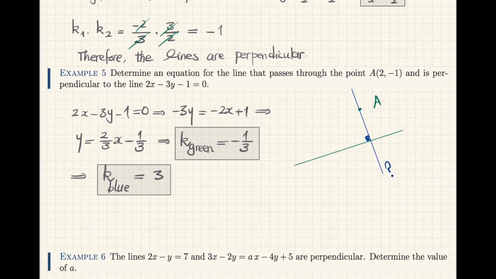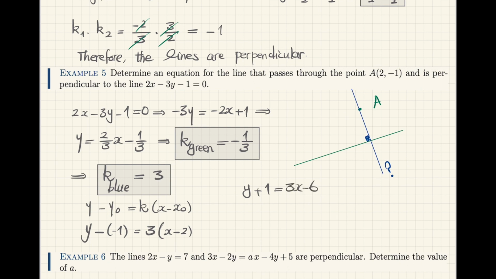Now I have the k value. I also have a point, so I can write this formula: y minus y node is equal to k times x minus x node, and just replace what I have now. Instead of y node, I put minus 1, the y coordinate of this point, and instead of k, I write 3, and x minus x node, which is 2, and then simplify that. Y plus 1 is 3x minus 6, and I move 1 to the right. It becomes negative 1, so it becomes negative 7. So the answer that you are looking for is this equation.